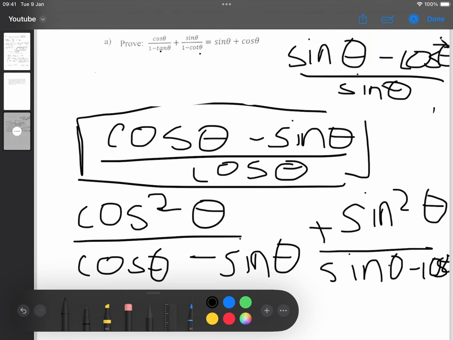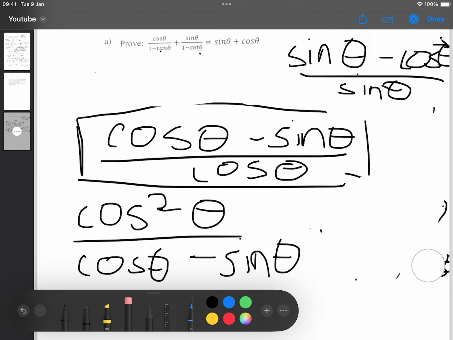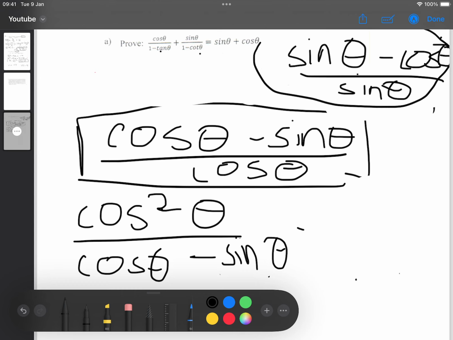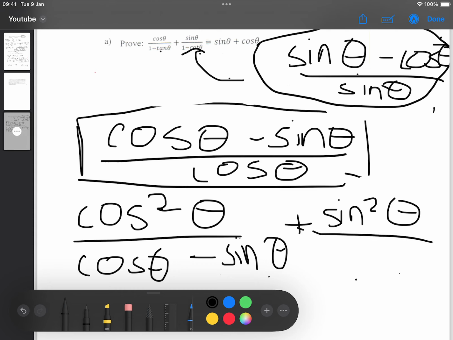Let me just rewrite this because there's no space here. For those of you who are wondering how we got this, what we did was we substituted this part into here, and we can just reverse the fractions and multiply, which gives us sine square theta over sine theta minus cos theta.